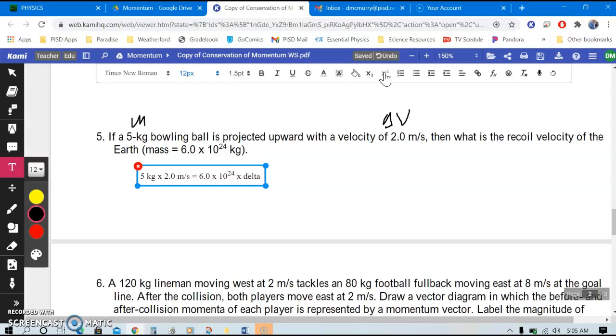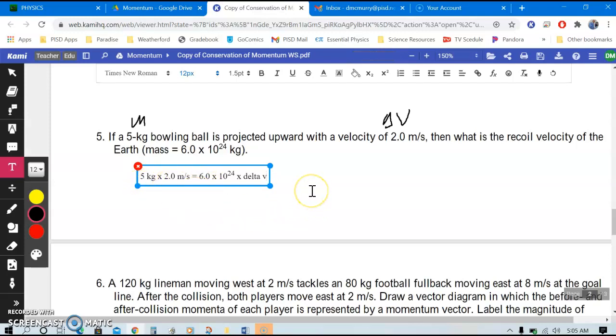delta V. We want to solve for the change in velocity for the Earth, the recoil velocity of the Earth. We just do 5 times 2, that gives us 10, and divide it by 6.0 times 10 to the 24th. Sorry, I was looking at the wrong problem. Okay, that's all right.